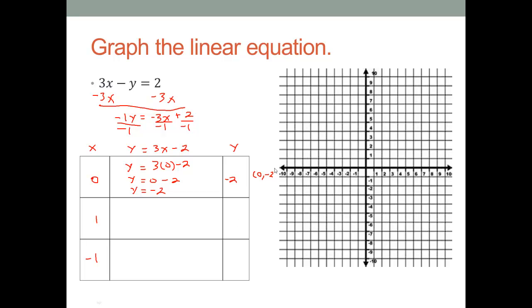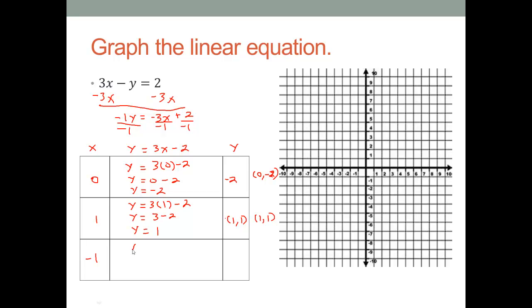0, negative 2. And again, that's going to be my y-intercept. That's where my line will intersect my y-axis. Okay. When x is 1, I have y equals 3 times 1 minus 2. Multiply. 3 times 1 is 3 minus 2. Subtract. 3 minus 2 is 1. When x is 1, y is 1 in this case.